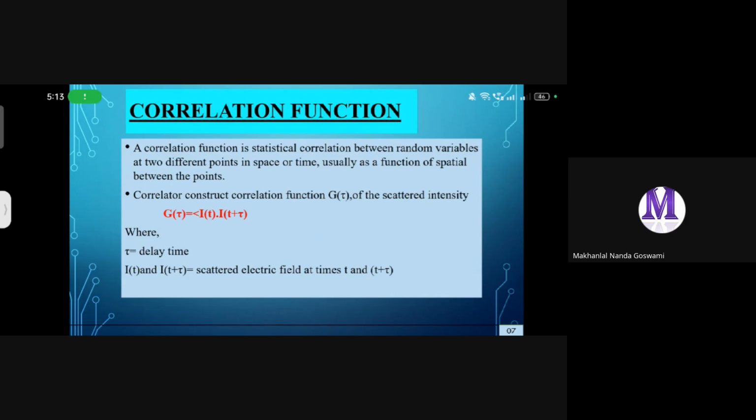The correlation function is denoted by g(tau). It's a statistical measurement of how the intensity of scattered light at one time is related to that observed at a later time tau. This mathematical function is used to determine how quickly the signal changes, that is, how fast the particles are moving. The formula is provided below, where tau is the delay time, and E(t) and E(t plus tau) are the scattered electric fields at times t and t plus tau.